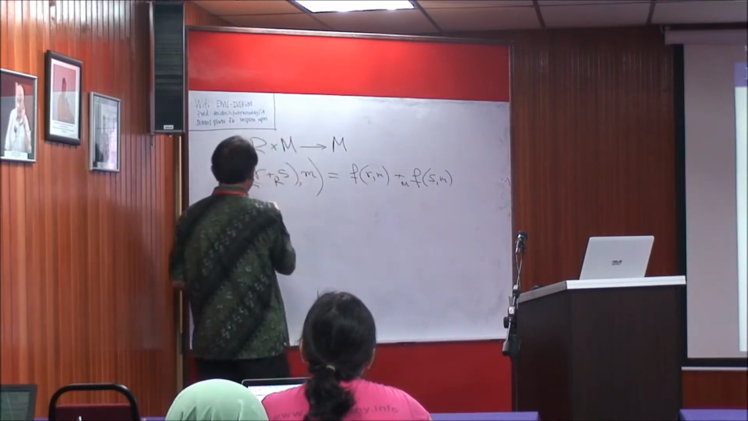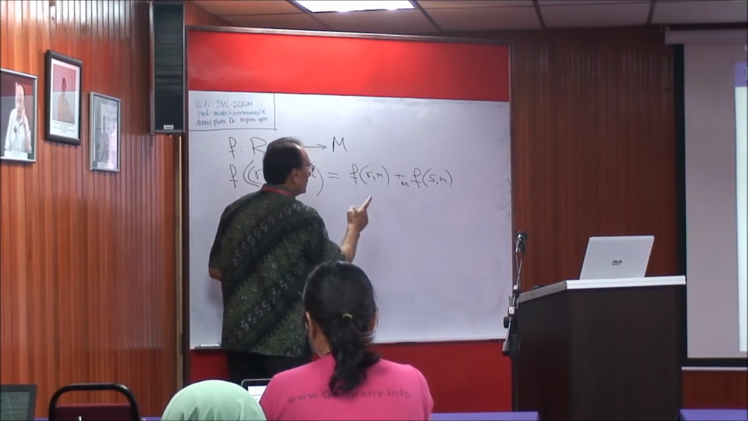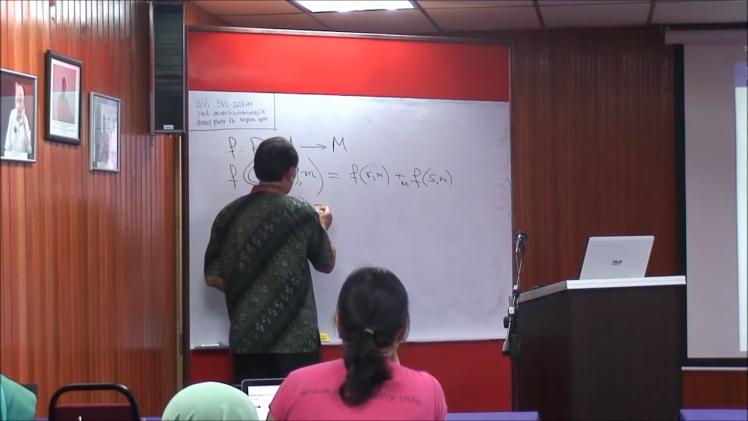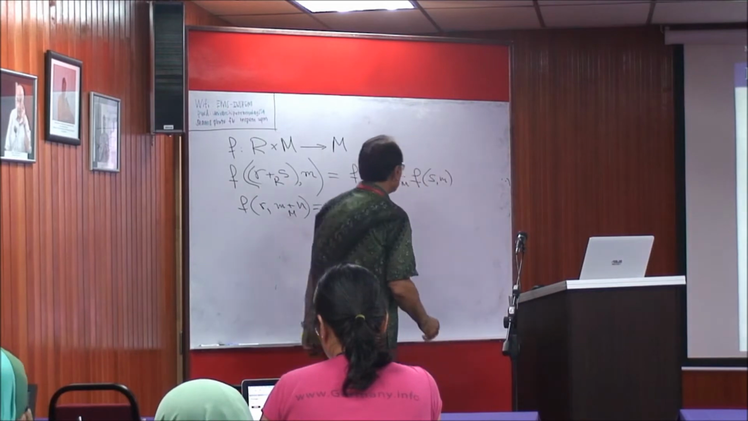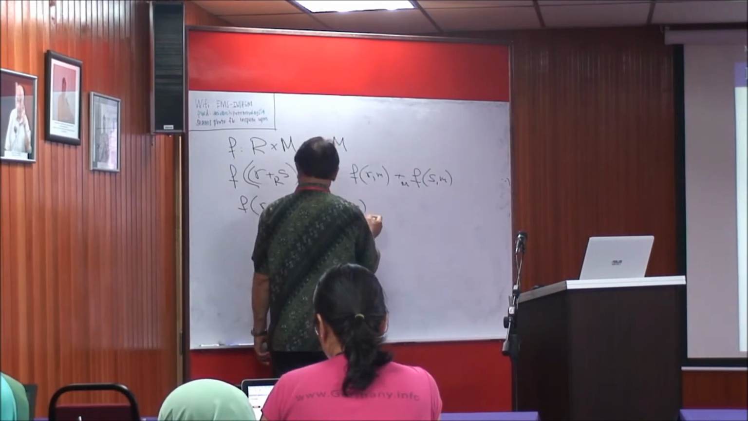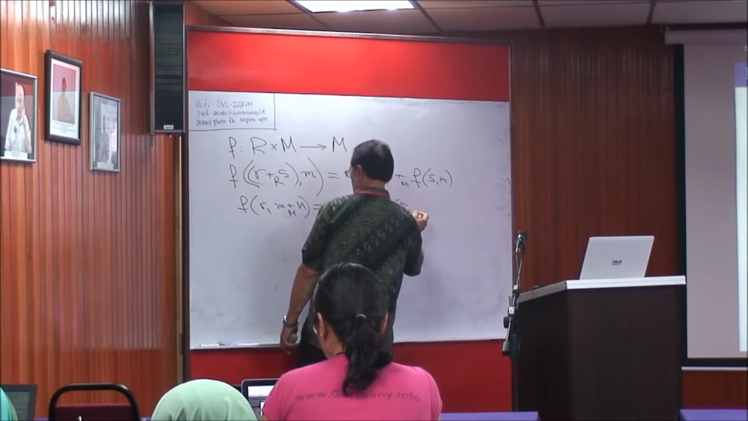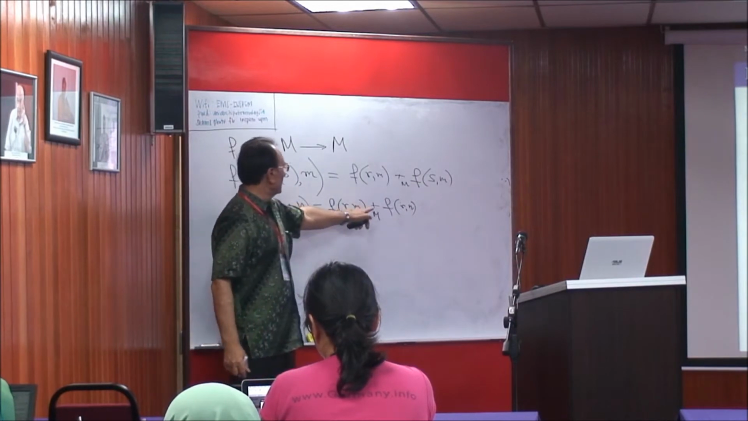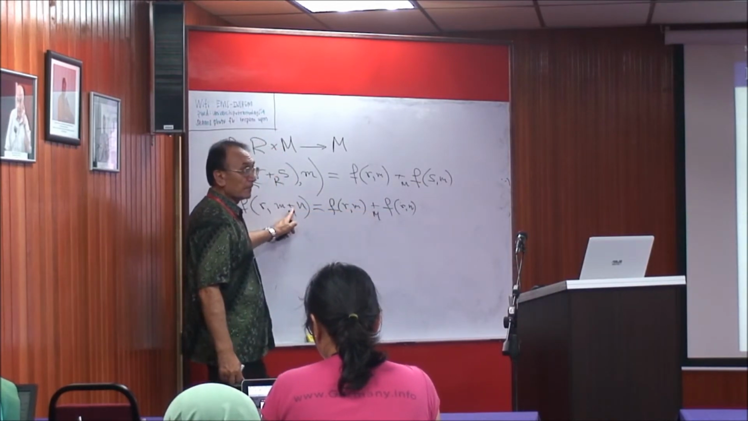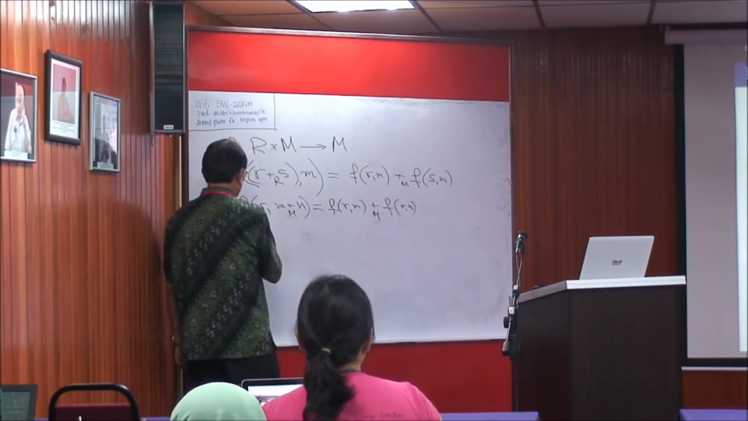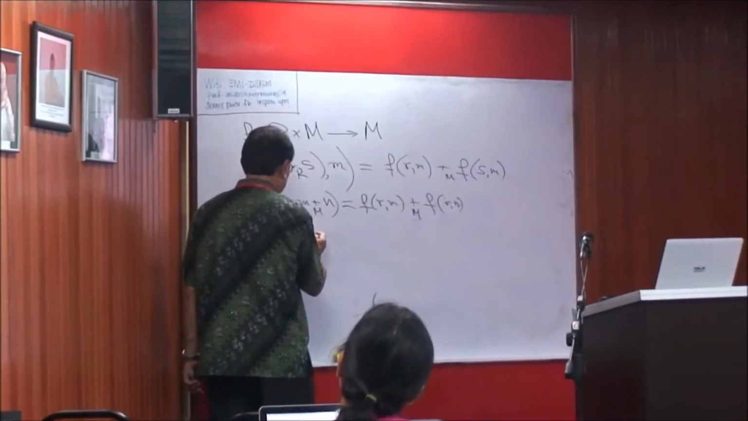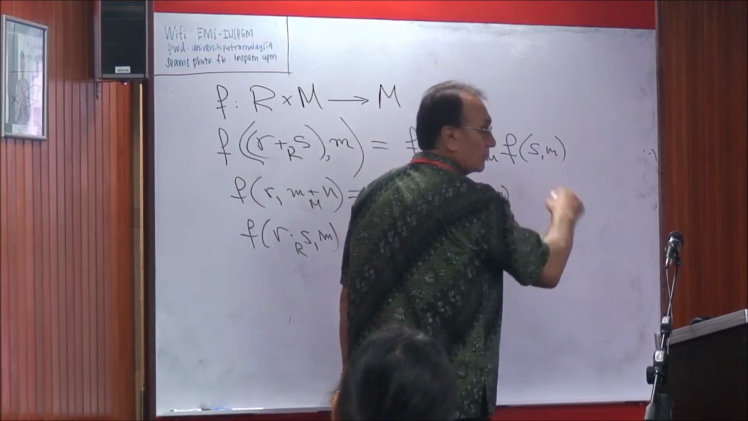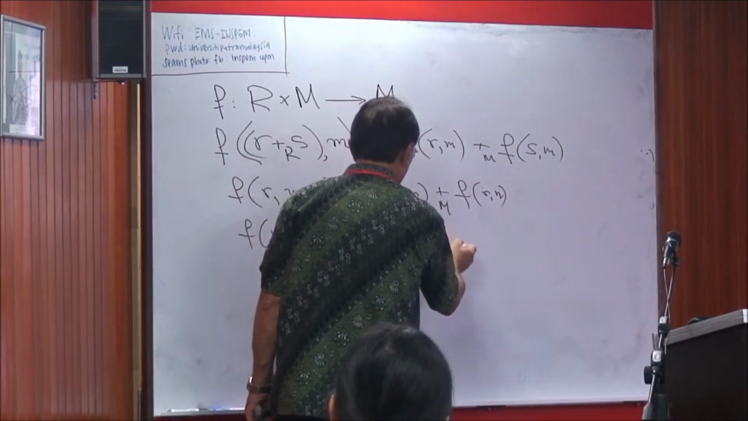The second one can also be easily written. Given m and n in M, f(r, m + n), where m + n is the plus operation in M, equals f(r, m) + f(r, n). Here the plus is in M, and here also plus in M. But the next one is a product in R: f of the product rs acting on m gives you, first you act by s, then by r. So you have f(r, f(s, m)).